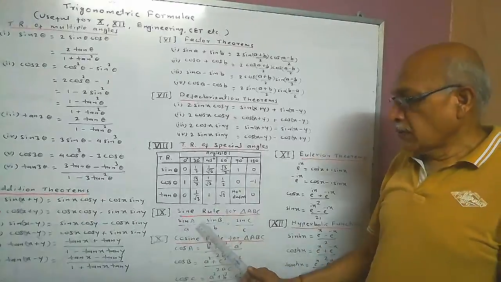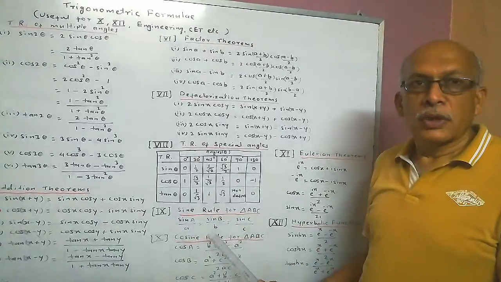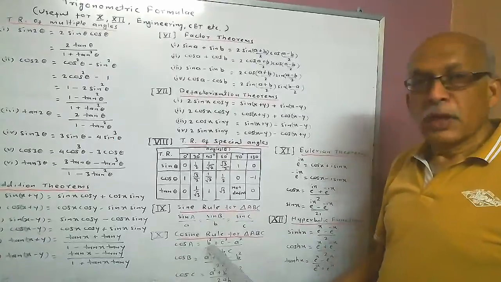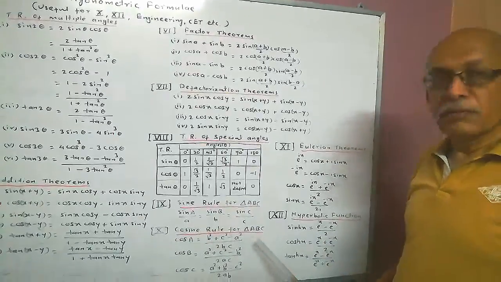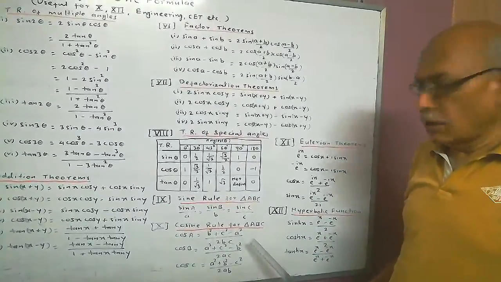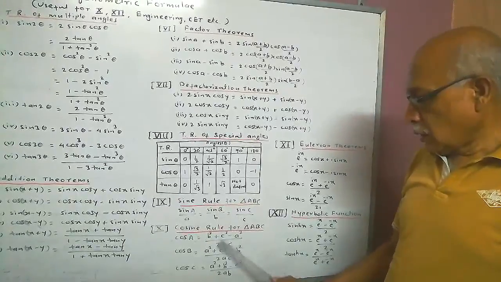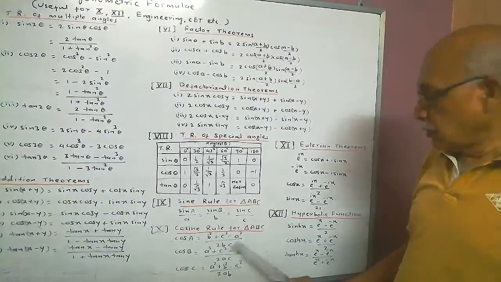Now the ninth formula is the sine rule. These are useful in the 12th class and engineering. The sine rule is given. The 10th formula is the cosine rule, the cosine rule of the triangle. It depends upon the triangle. Now the name of the triangle I have taken as ABC. So there are 3 formulas for the cosine rule.